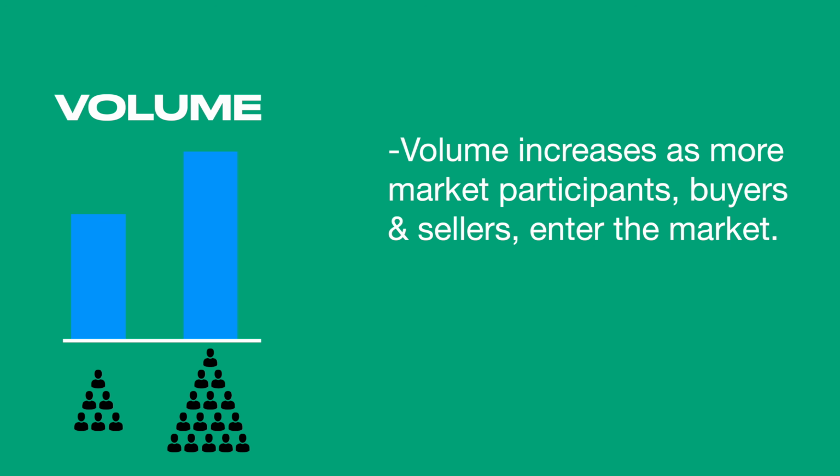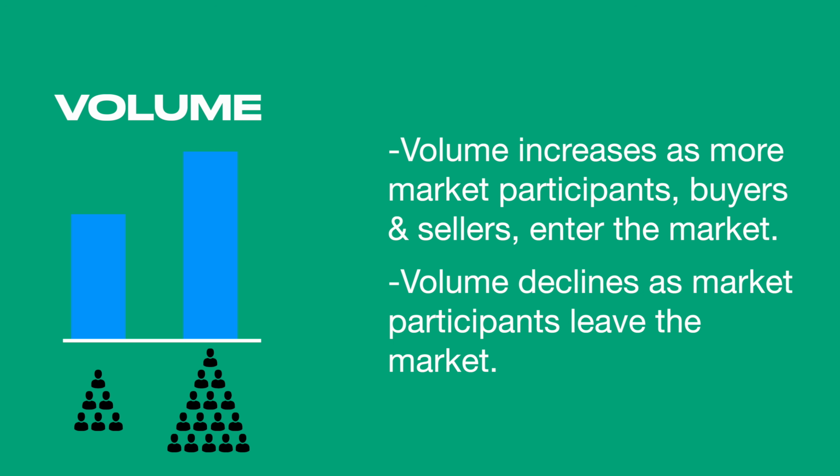Now that you have a basic understanding of how volume is calculated, let's look at how you can use volume to determine the intent and aggression of market participants. The easiest way to understand volume and its relationship with price movement is to think about what's happening in terms of market participation when volume is increasing versus decreasing. Volume increases as more market participants, buyers and sellers, enter the market. Volume declines as market participants leave the market.